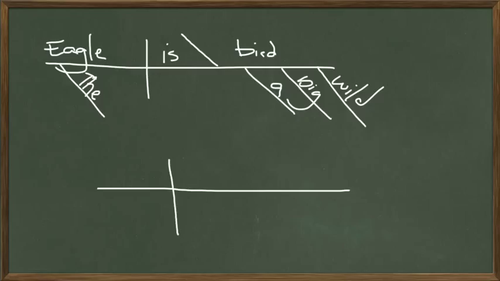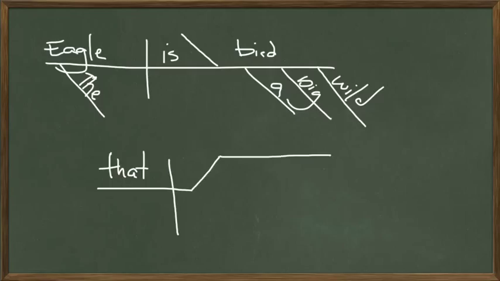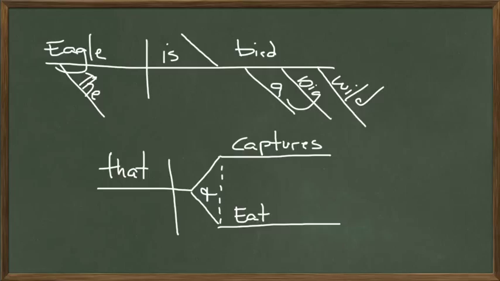So we have the eagle is a bird, a big wild bird, that, subject of the clause. Oops, made a mistake here, so let's get rid of about half of that. The eagle is a bird that captures. We have two verbs, so we have to divide the line into two. We have the eagle is a bird that captures, and then we put the conjunction between the two, and, I'm just going to use the symbol for and eats.